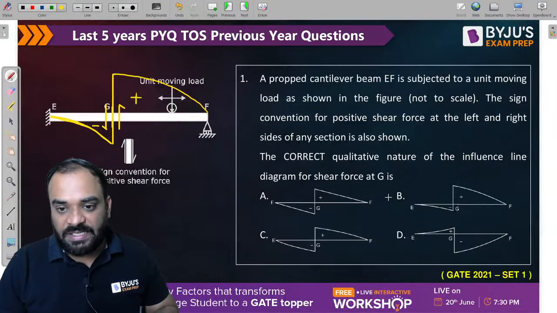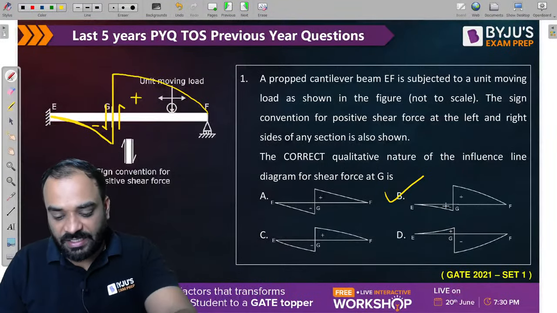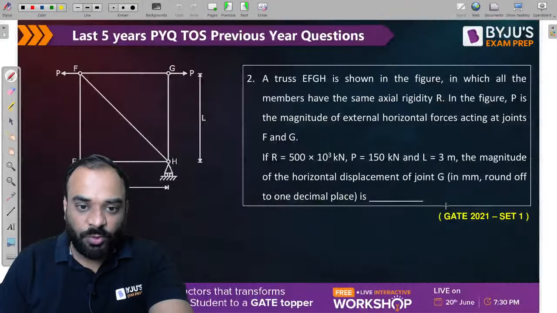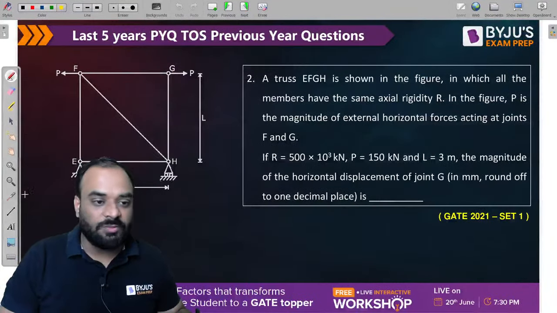Okay, so B is the correct answer for the question. Okay, let's move to the next problem.